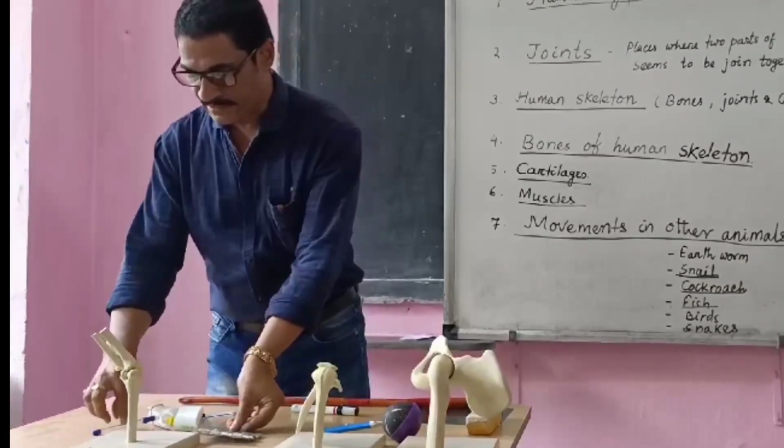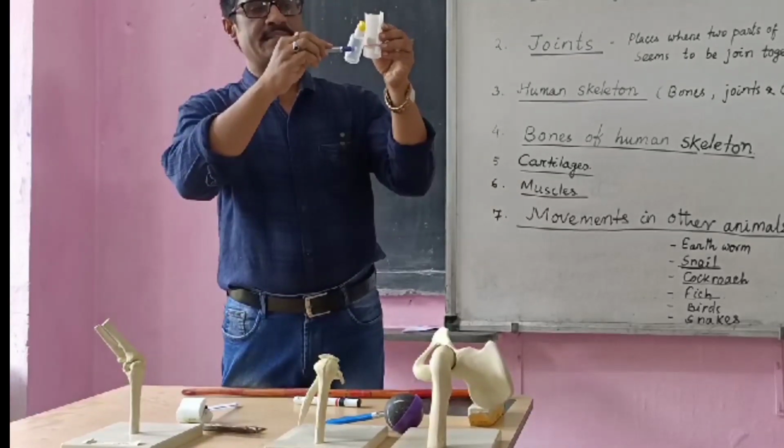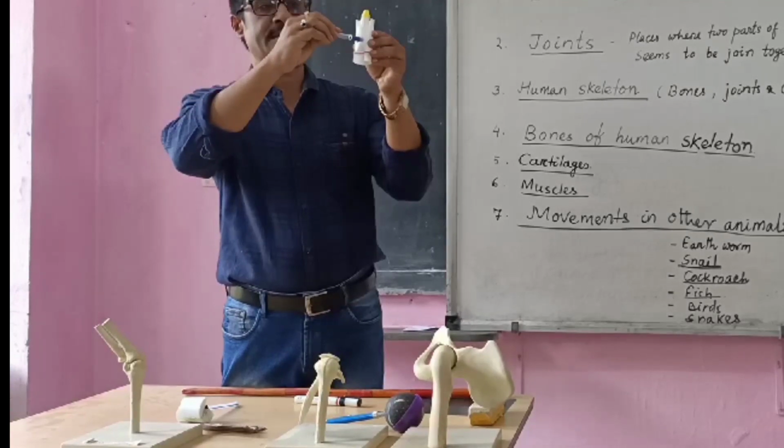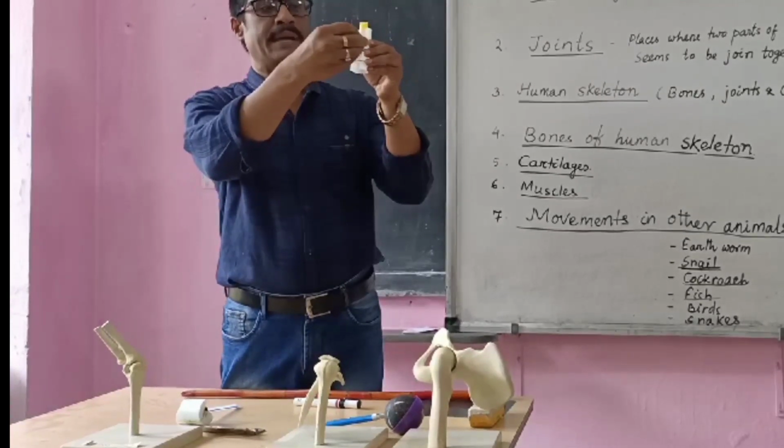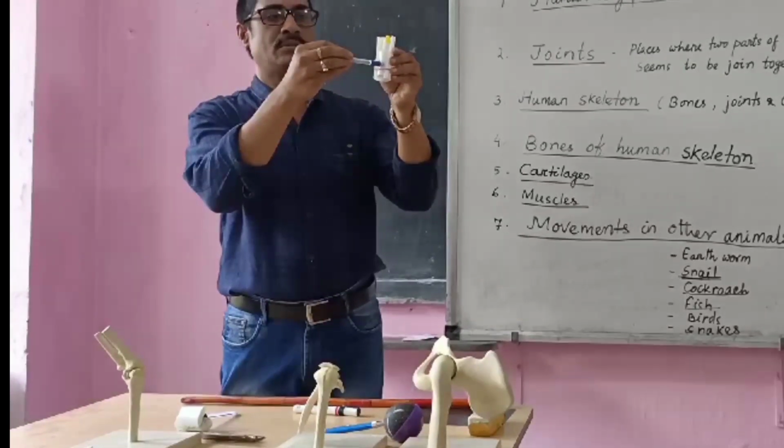And there is an activity showing how the hinge joint works. There is a cylindrical hollow space and there is a cylinder. When it fits into it, it allows only back and forth movement like that of the hinge of a door.